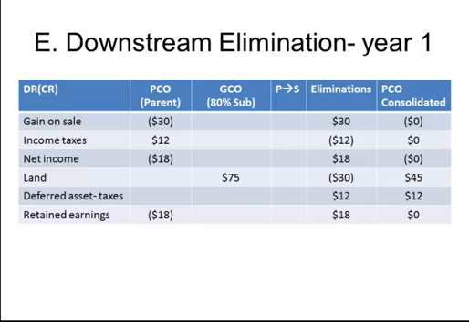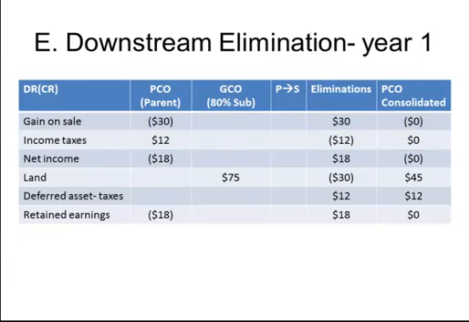In year 1, parent corporation would recognize a $30 gain on its non-consolidated financial statements from the sale of the land, yielding net income of $18 after tax. GCO, on the other hand, has recorded $75 in its capital assets on its books. As the land itself has yet to leave the bubble, for consolidation purposes, we need to eliminate the profit recognized by parent corporation and the associated bump up in the land value on GCO's books. The elimination entry unwinds the transaction between parent corporation and GCO as if it never happened.